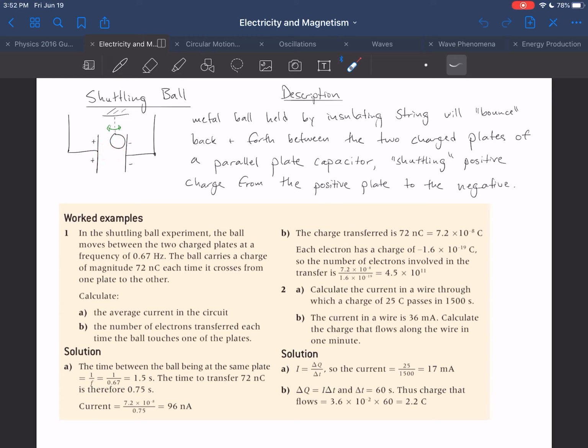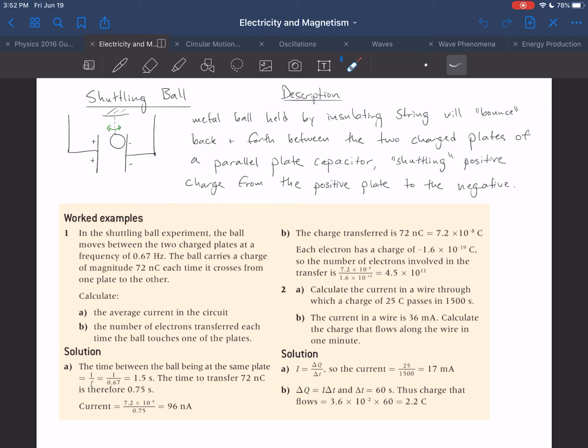In particular, it shuttles charge from the positive plate to the negative. It shuttles positive net charge from the positive plate to the negative, or equivalently, it shuttles electrons from the negative plate to the positive plate. This shuttling ball is not what we would normally consider as electric current. It's not our normal idea, but it meets the definition, and you can in fact calculate it as you were asked to do in this particular example.